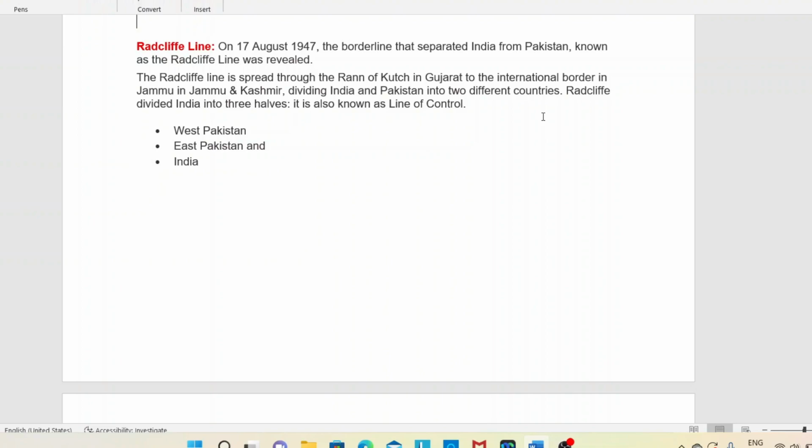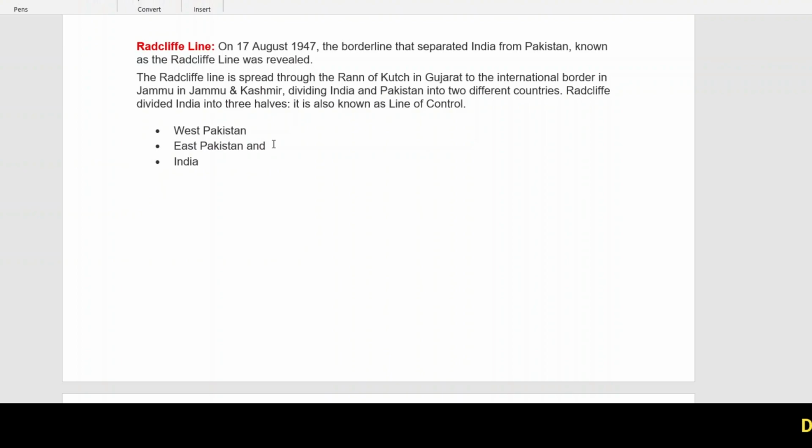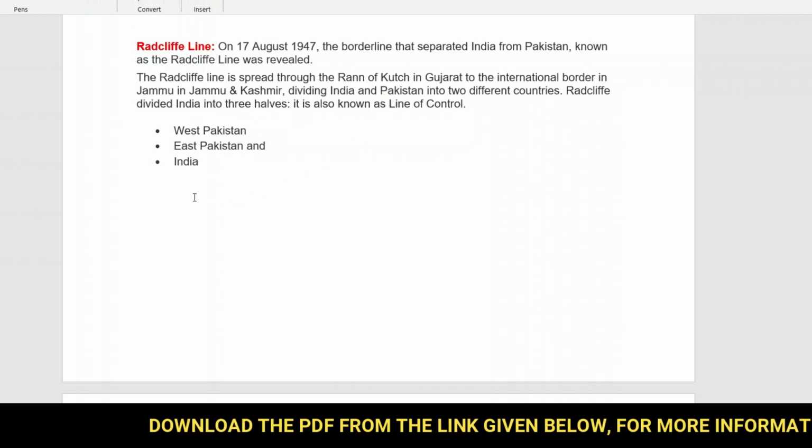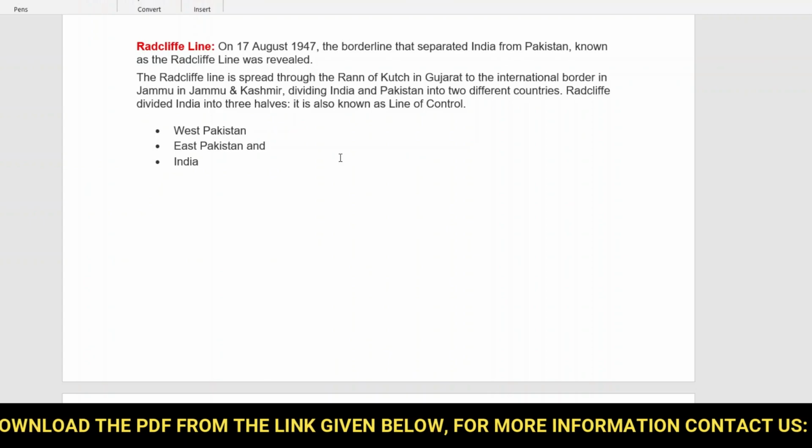The Radcliffe Line divided India into three halves. It is also known as the line of control. Important point. The three halves are West Pakistan, East Pakistan and India. This is about the Radcliffe Line.